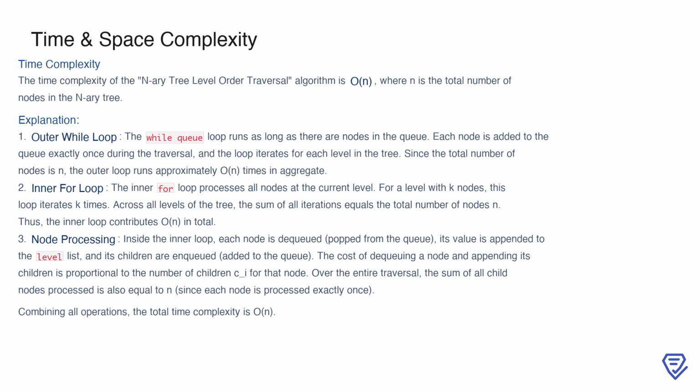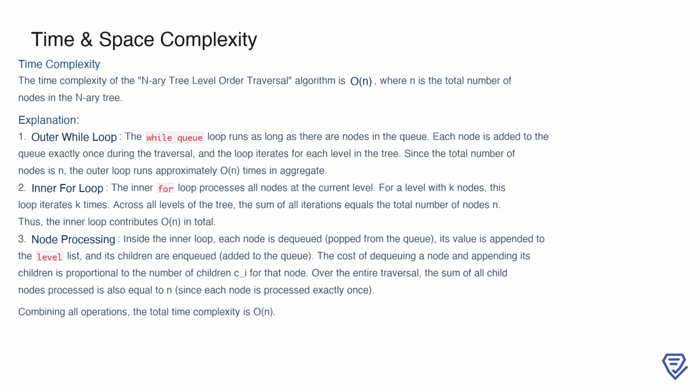Now, within the while loop, there's an inner for loop that processes all nodes at the current level. For a level with k nodes, the inner loop iterates k times, and across all levels of the tree, the sum of these iterations equals n, since every node is processed exactly once.